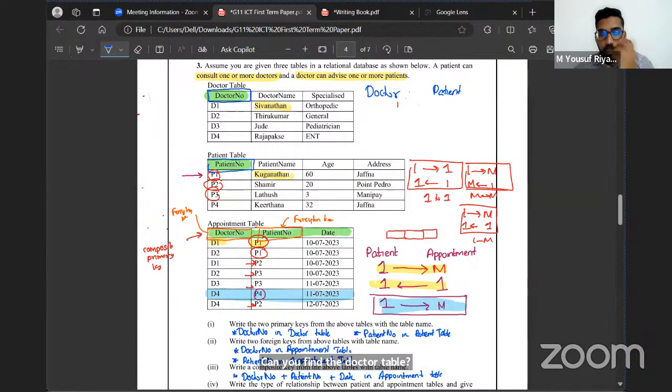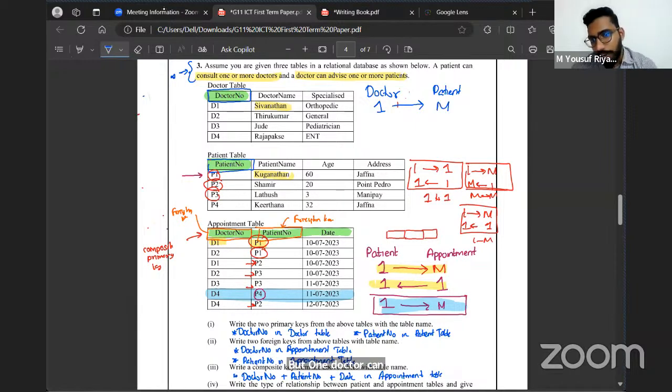Again, no. So here you use a bit of logic. Let's do it like this. If you take one doctor, can he consult only one patient or many patients based on the whole scenario? Actually, it is given in the top part. One doctor can consult many patients.